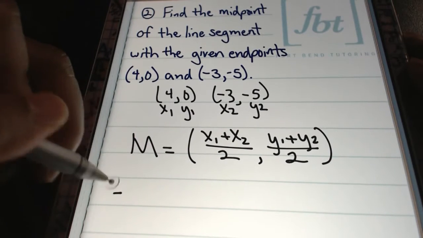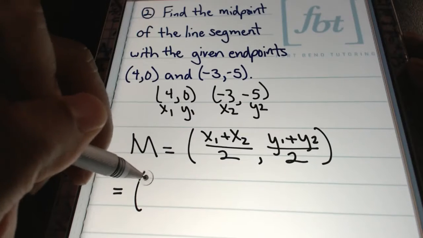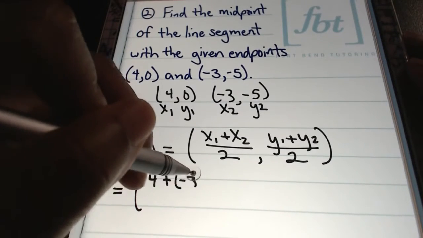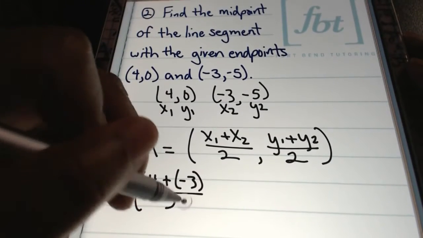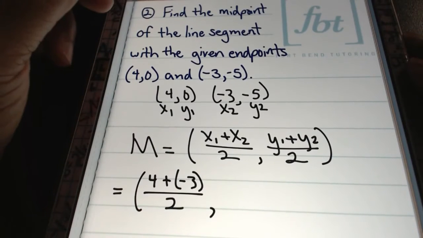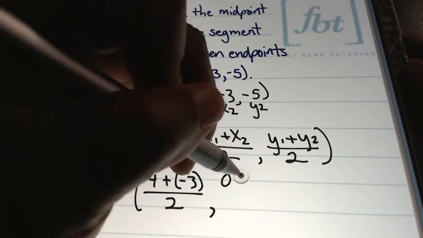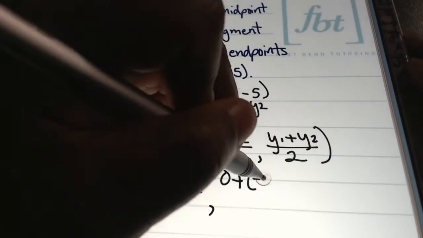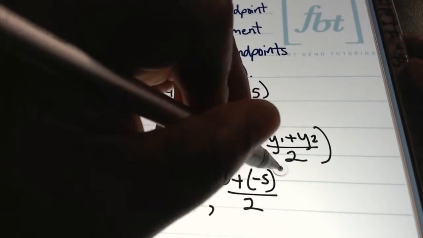I'll be then plugging in my values here. So I know that my x1 value is 4 plus my x2 value, which is -3. I'll be dividing that by 2 then. And next we'll have our y1 value, which is 0, plus my y2 value, which happens to be -5. I'll then be dividing that by 2.